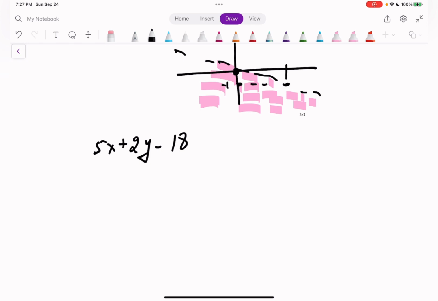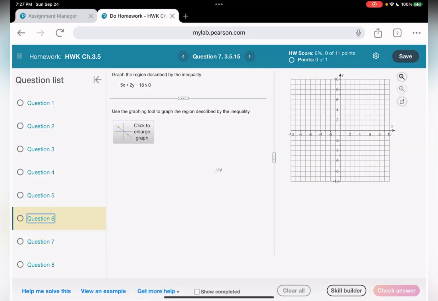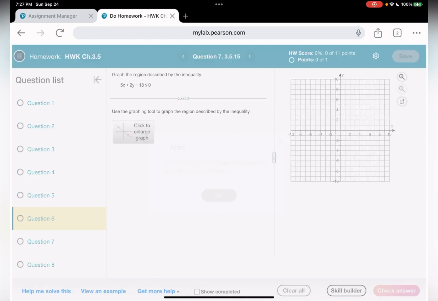You know what? Let's go back and do it in order. That's all right. We do in order. We are doing number 6. We stopped at number 5. Now we are doing number 6.